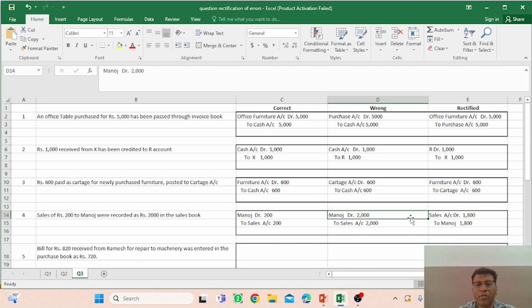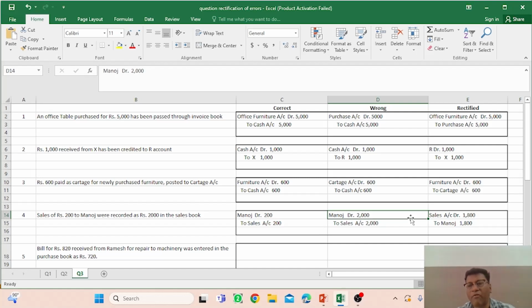to sales account. It means you have to assume that this entry should have been made in the books of accounting, but exactly what happened is that Manoj was debited by rupees 2000. It means in excess of 1800 you posted this entry and sales account was increased by 1800. It means you are writing 2000.